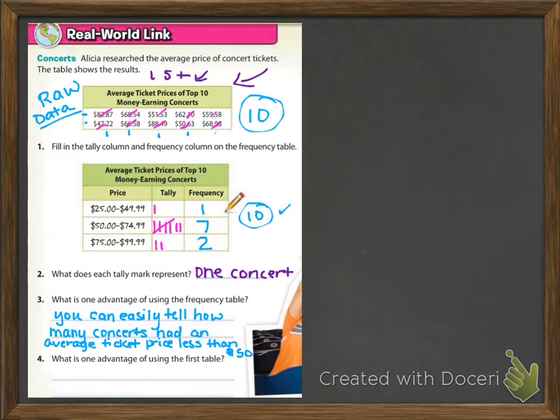Well, if you notice, something that the frequency table doesn't have is exact prices. They've only got the ranges. So one advantage of using the first table is you can identify specific average ticket prices. So you want to make sure that you get that now for number 4.